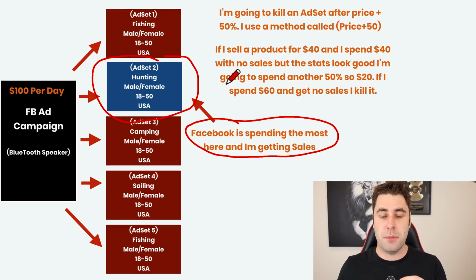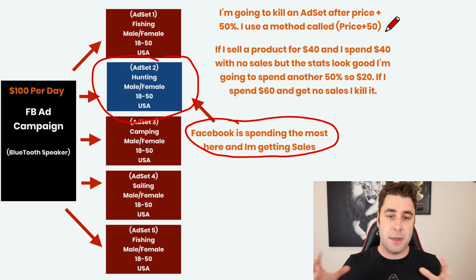But what I also want to mention, guys, is one thing that I look for that's really important: I'm going to kill an ad set after price plus 50%. So I use a method called the price plus 50. When I sell products, I sell high ticket stuff, $50, $60, $70. So for example, let's say we're selling this Bluetooth speaker for $40 and I spend $40 with no sale per ad set. Basically Facebook, let's say on this one, has spent $40, no sale.